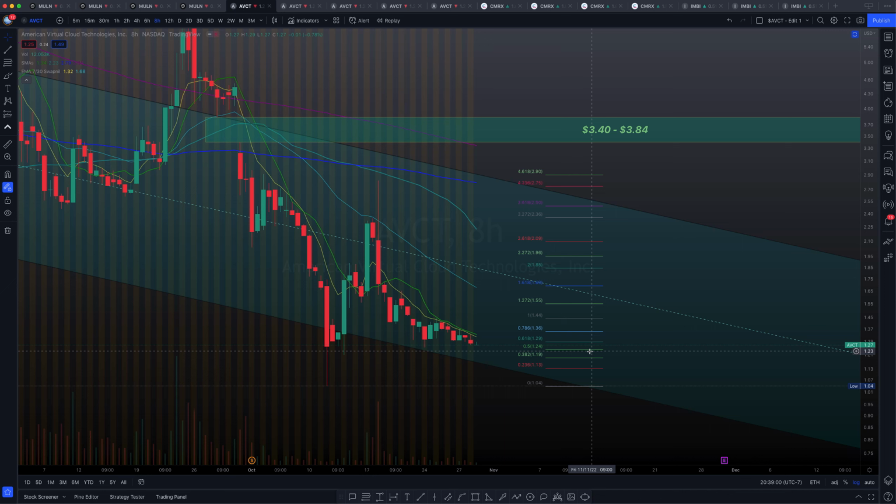A couple supports to look at down here. The not 236 right down here, 113, is confluent with our descending channel support right down here. Now, another relevant support that we can be looking at is the not 382 at 119.